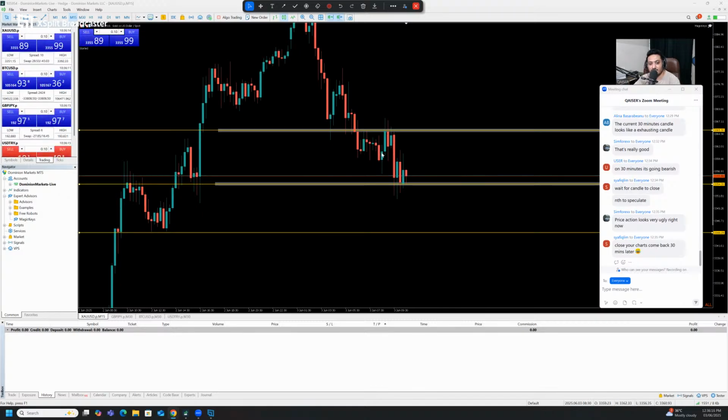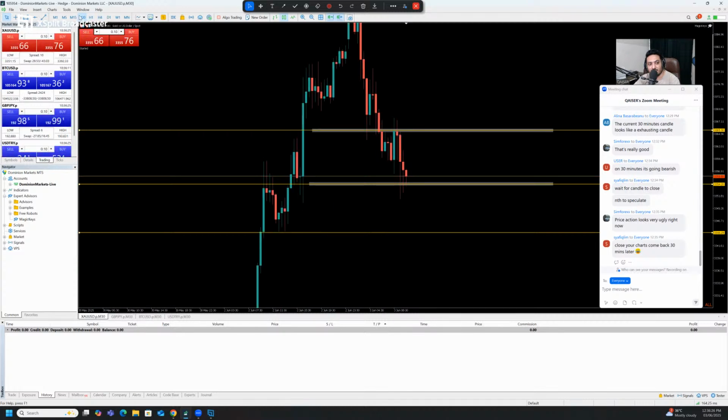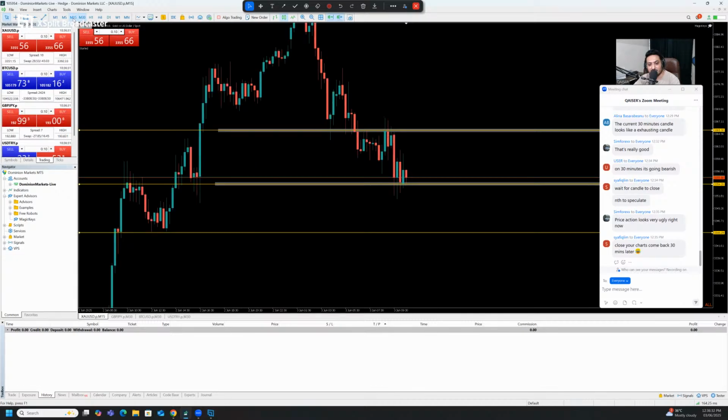I would say if sometimes I face this kind of structure, I rather flip to H4. If it creates some structure on the H4 higher time frame, then I can see if I can make a combination between the higher time frame and the lower time frame, and then I can give my trade a chance if I face these kinds of structures.